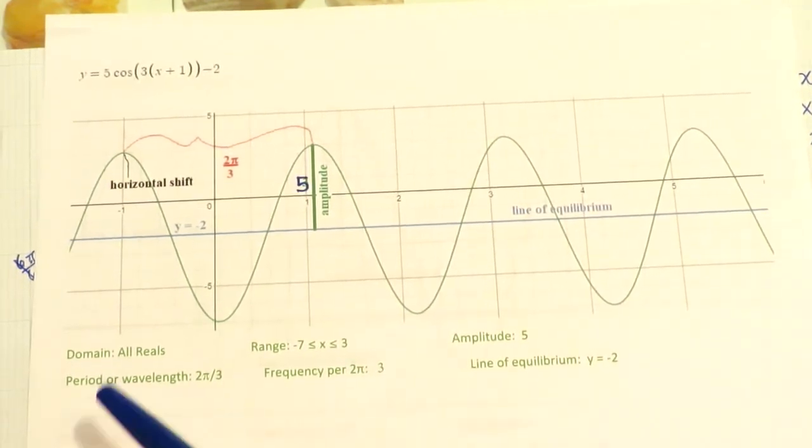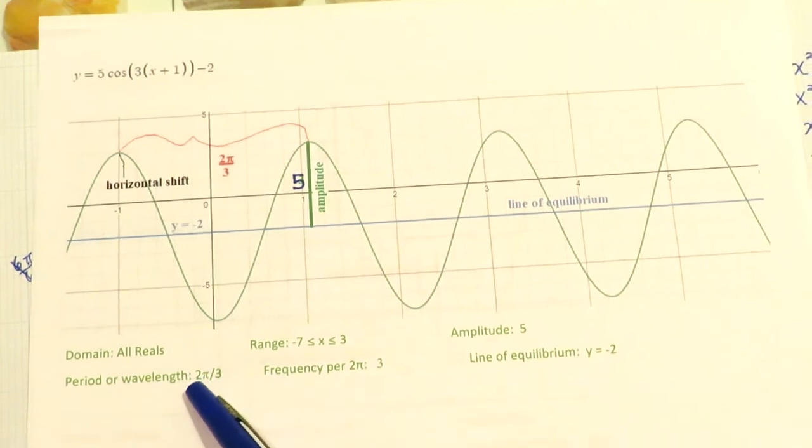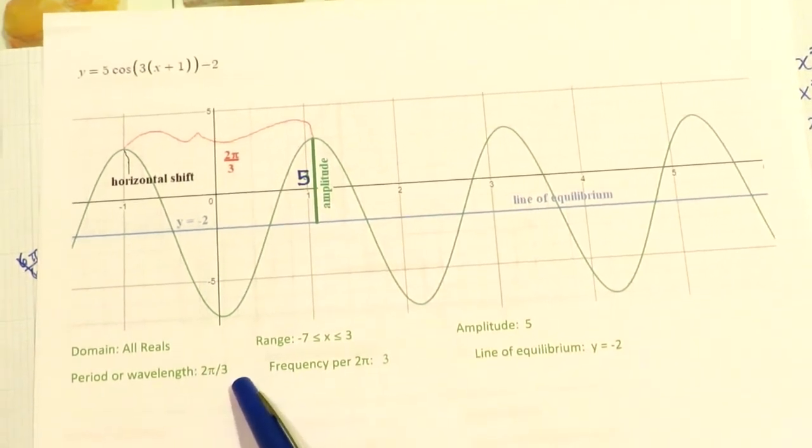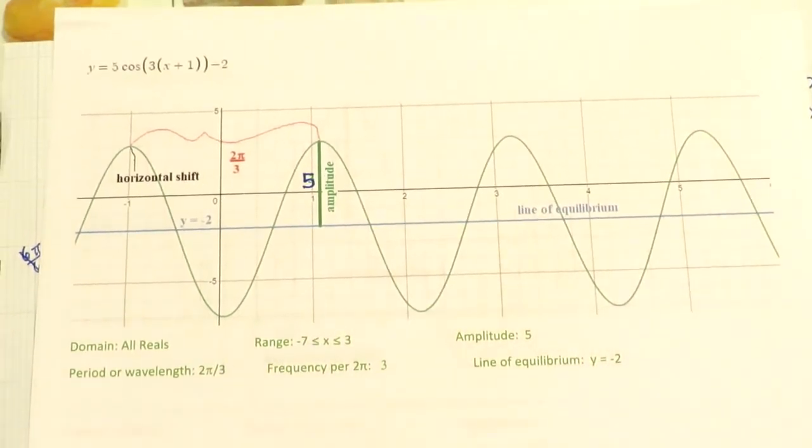So the period or wavelength is 2 pi divided by the frequency, just like it was in the other example. 2 pi divided by the frequency gives you your period or your wavelength.